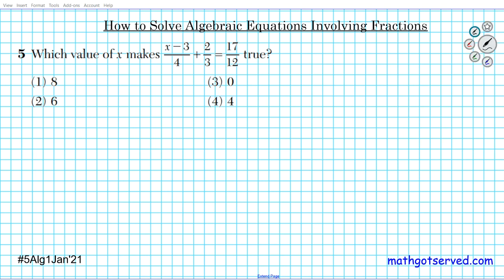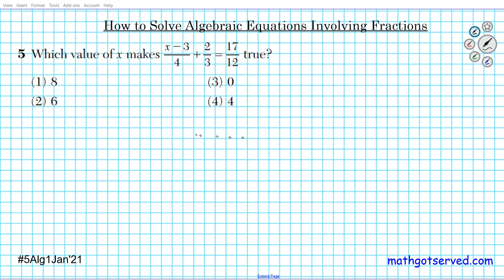Alrighty, let's take a look at question 5. We're going to be looking at how to solve algebraic equations involving fractions. The question is, which value of x makes (x - 3)/4 + 2/3 = 17/12 true? So we're basically trying to solve this equation involving fractions for x, and that x value will make the equation true.